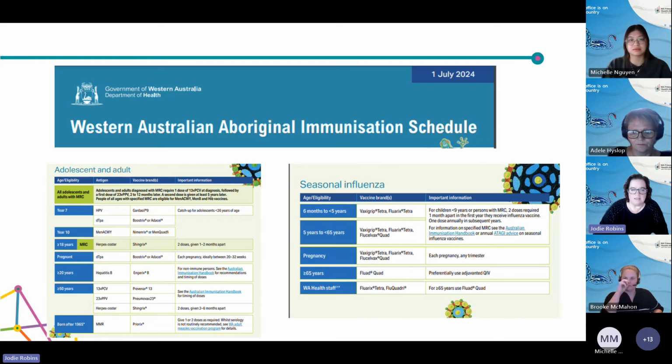Also just popped in the specific Western Australian Aboriginal immunisation schedule, and same thing, it was produced on the 1st of July 2024, so it is the most current version, and it is the adolescent and adult and the seasonal influenza, so pages 2 and 3 again.